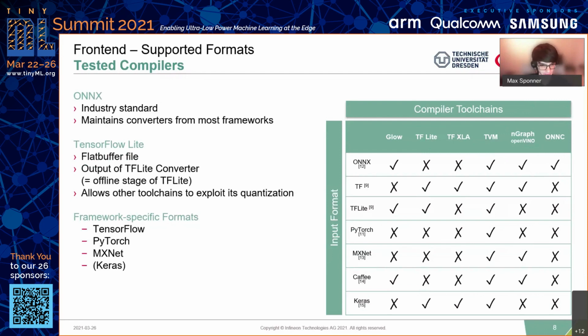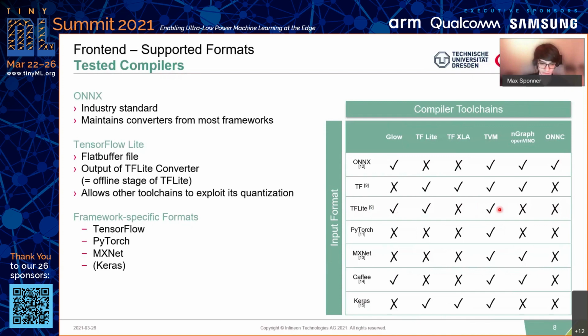That's the output of the TensorFlow Lite converter stage. So it already contains the state-of-the-art quantization and often graph level optimizations that can be exploited by other toolchains, and that's actually done by Glow as well as TVM.